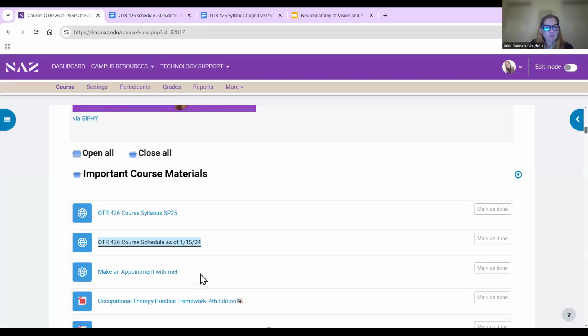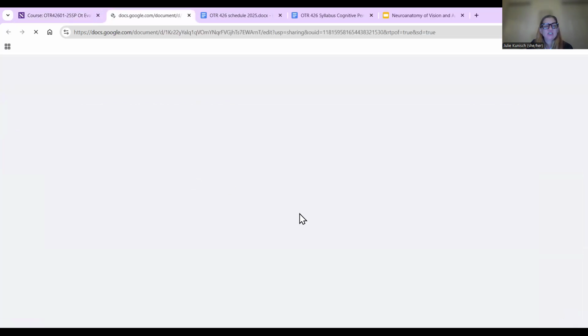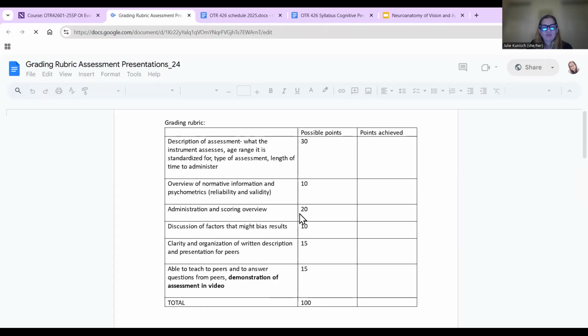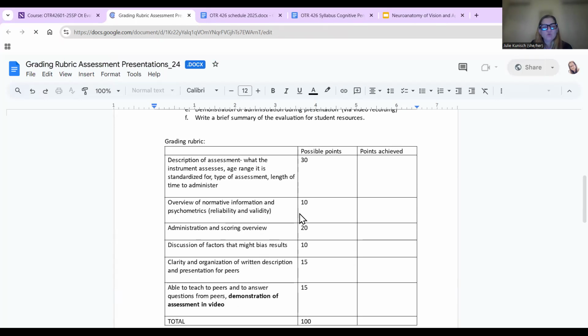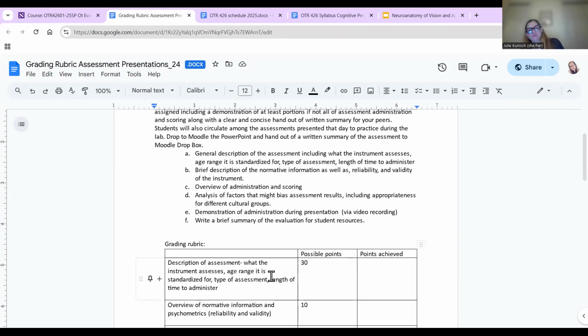Okay, so I will go through these assignments really quickly. As I said, this is the presentation of standardized assessments, and here is the grading rubric. It's pretty much the same thing, the same rubric as last year. You're assigned a standardized assessment, right? Here's all the things that I want you to present about the standardized assessment.